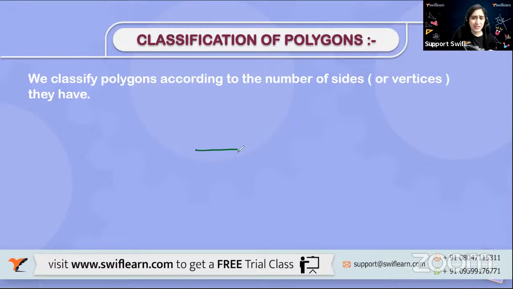No, right? How about let's do it two? Let me get it here. Is it a polygon? No, because it's not closed, right? So the minimum requirement is 3 line segments. We need 3 line segments to build the first polygon. And that first polygon with the 3 line segments, what do we call it? We call it a triangle, right?